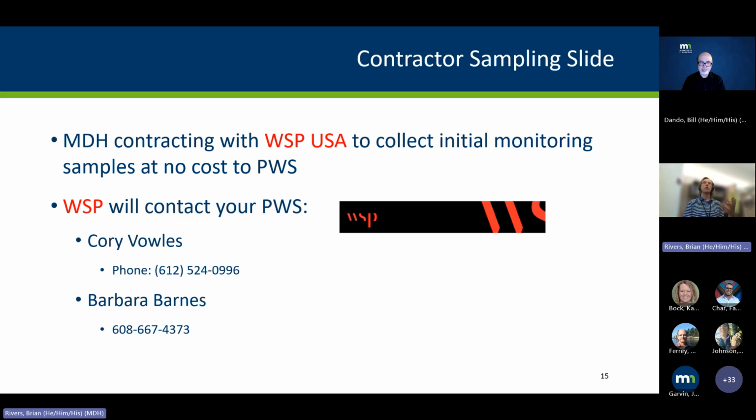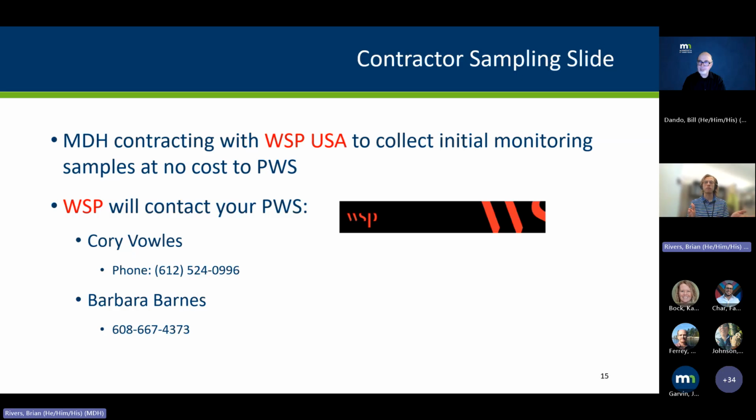So noting that we have just under 1,000 community water systems here in the state of Minnesota, as well as many more non-transient, non-community systems. We've hired a contractor to help systems complete that initial monitoring so we can get all of those samples submitted by 2027. And so we sent out a solicitation for bids, and WSP USA won that bid. So they are traveling around the state, collecting all those monitoring samples at no cost to public water supplies. So MDH is more or less eating that cost.